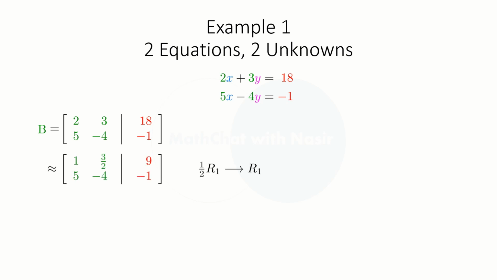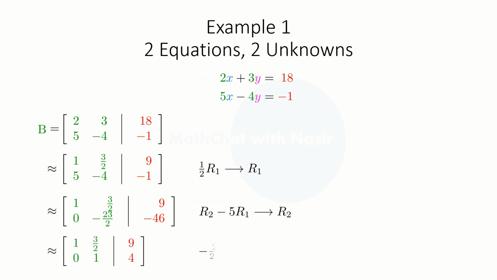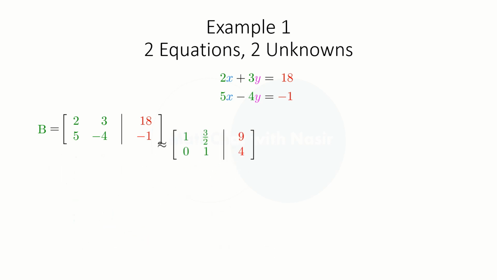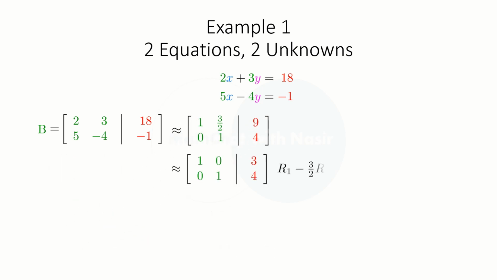Now we make each of the elements equal to 0 below the pivot element of the first row. So we replace the second row with R2 minus 5R1. In the third step, we multiply the second row by minus 2 over 23 to make the pivot element equal to 1. And in the last step, we make the element above the pivot element of the second row equal to 0 by replacing the first row with R1 minus 3/2 R2.